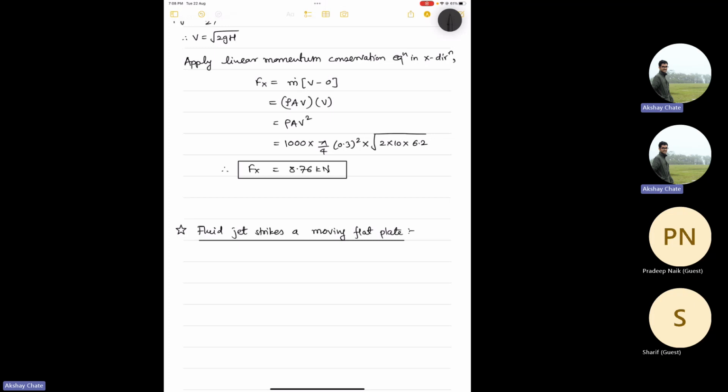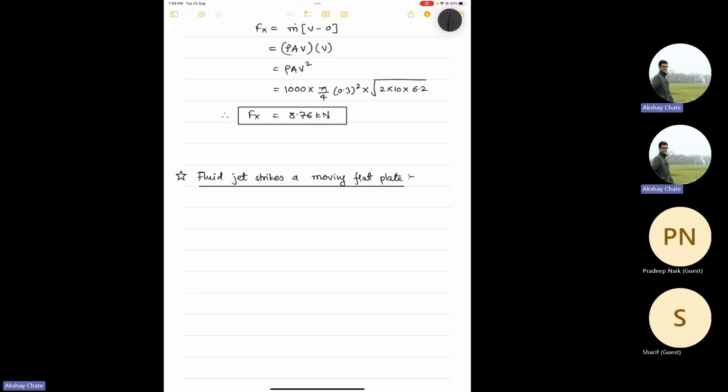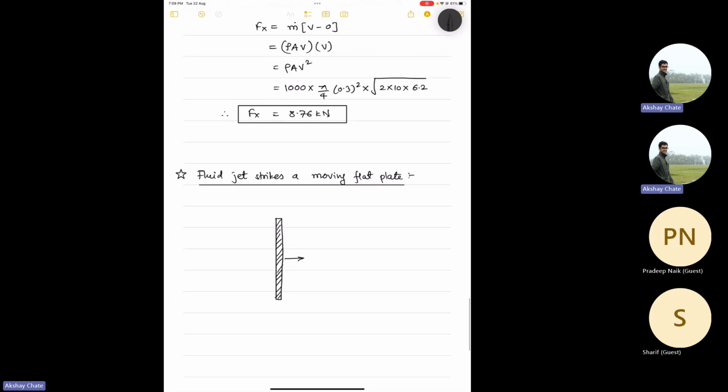Don't worry. So in that case, what happens? Let's say there is a plate like this. I am telling you all this because this falls under the category of linear momentum conservation equations. It is moving with velocity u, and there is a fluid jet moving with velocity V1. V1 is the inlet, and it hits the plate and then goes out in this direction.